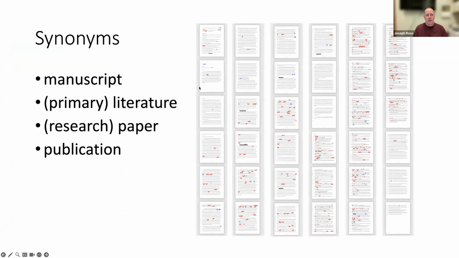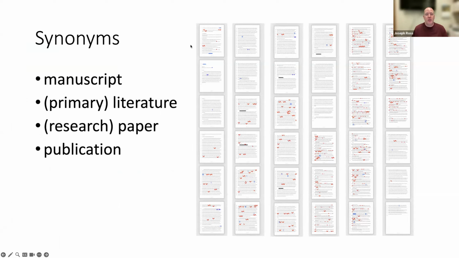So to start, academics use a lot of different words to describe what I just referred to as research literature: primary literature, a manuscript, a paper, a research paper, a publication. They all mean the same thing when we're talking colloquially.